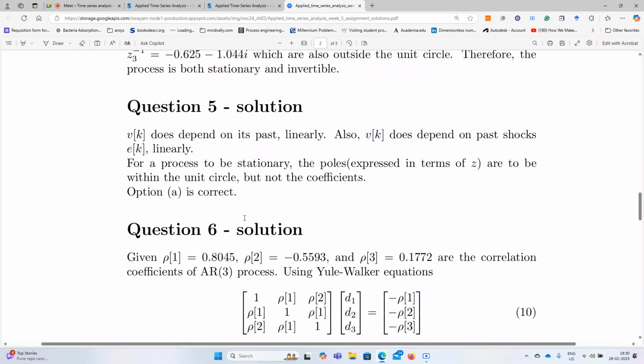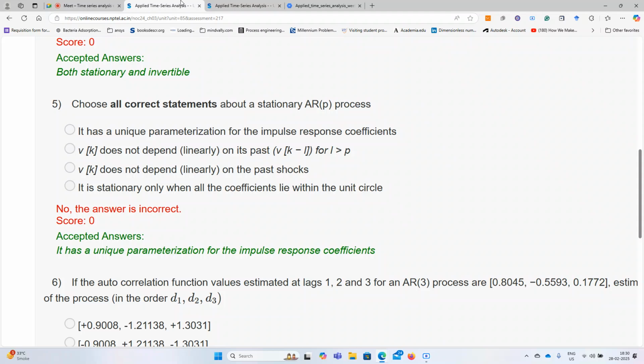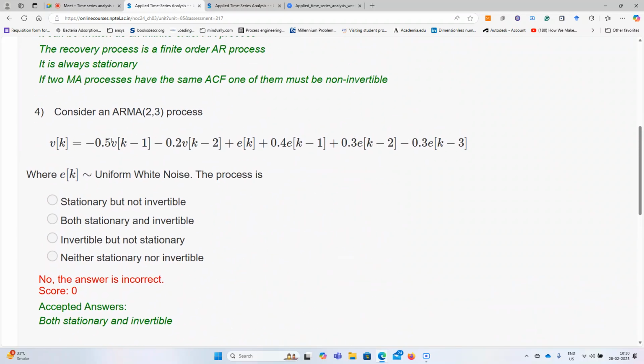So VK does depend on its path linearly. Also, it does not depend on past shocks EK linearly. So it depends upon its path. As you can see, for example, this is the case. So VK is depending upon its path and on white noises.